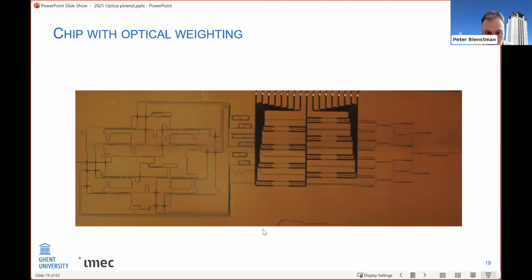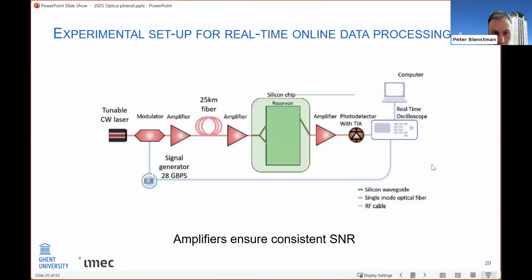So to give you a flavor of what this chip looks like, it's not the most photogenic picture, but here you have this reservoir over here. And then here you have the weighting elements with electronic control to set the different amplitude and phases. And then we combine them, and then we have the output at the very end. Okay, so we take this chip and we try to perform real-time dispersion compensation also for highly nonlinear links with this.